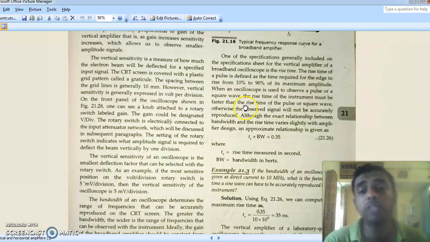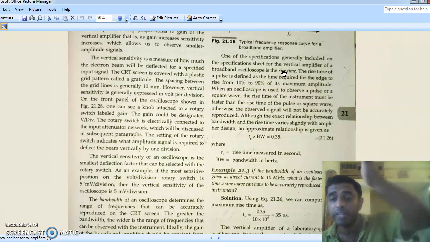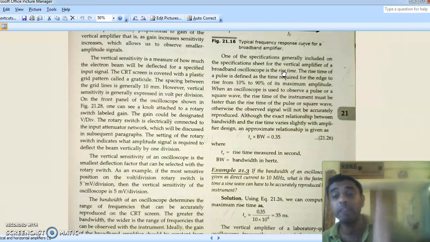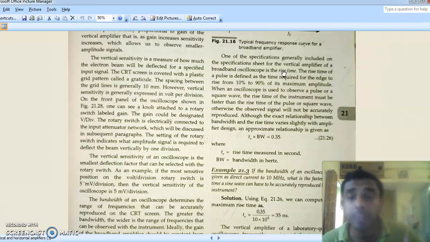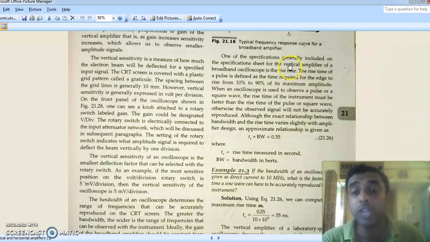Another great requirement for a vertical amplifier: two things we have seen, that is bandwidth and vertical sensitivity. The third thing the vertical amplifier should have is the rise time. Probably this is a new term for you. When you apply a suddenly varying pulse or a square wave, we know that the initial portion of a square wave suddenly increases vertically, in no time. So the amplifier response also should be suddenly varying. We expect a faithful reproduction, and that depends on the rise time of the amplifier. So what is rise time?